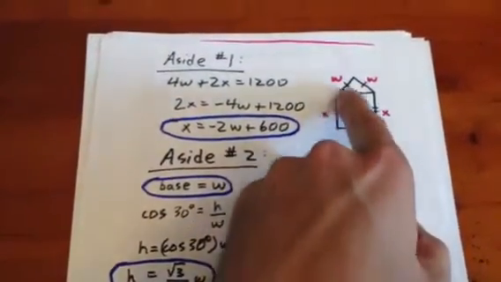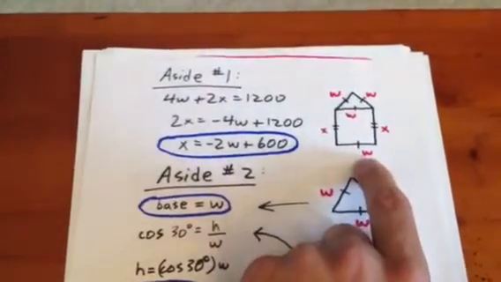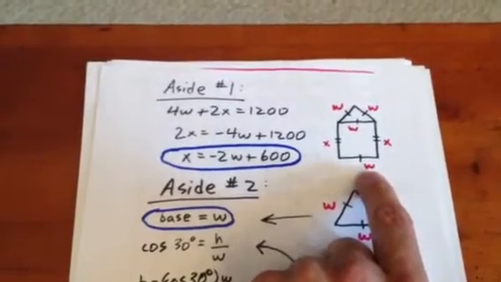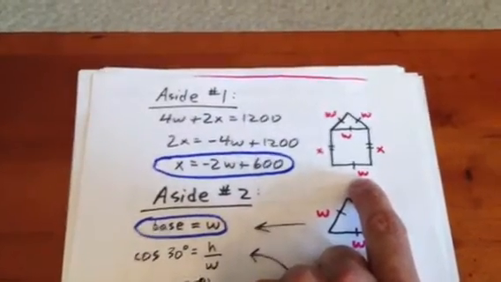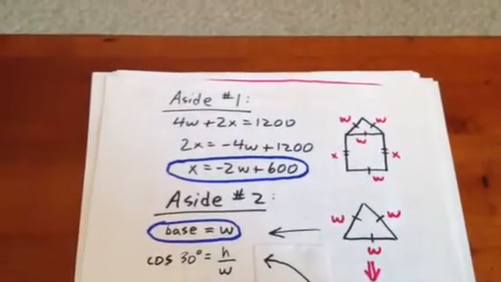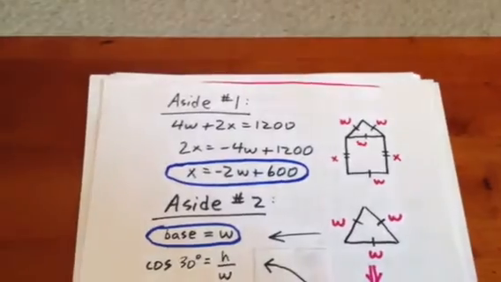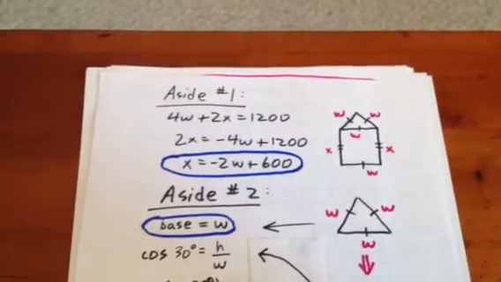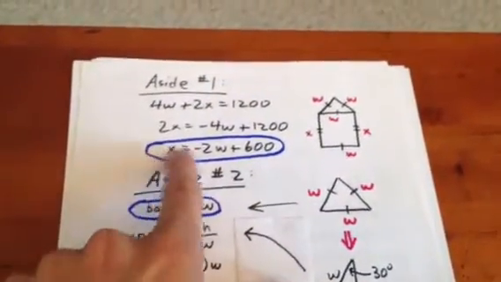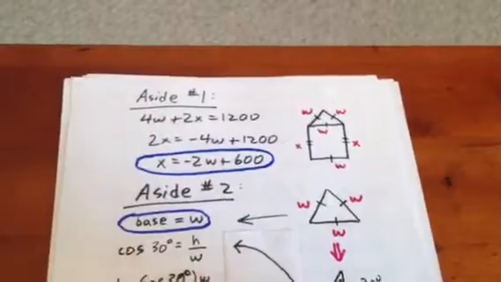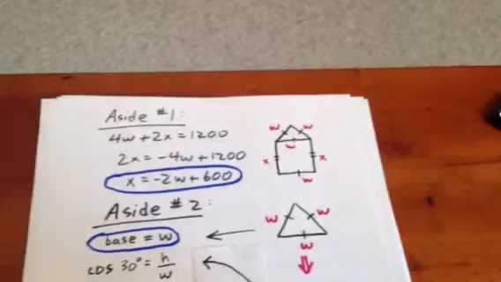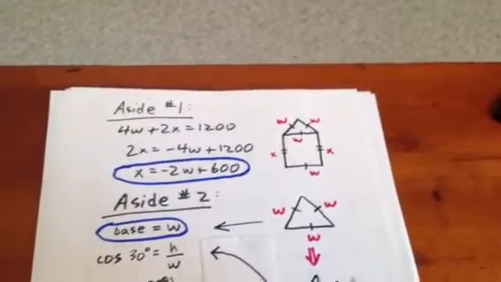Well, we see that we have 1,200 meters altogether, and that means 4w plus 2x equals 1,200. We can then isolate the x, and what we get is 2x equals negative 4w plus 1,200. Divide through by 2, and we get x equals negative 2w plus 600. So we have an expression for x in terms of w. Next, we notice that in terms of the equilateral triangle, our base is simply w. So instead of saying 1/2 base times height, we can say 1/2 w times height.